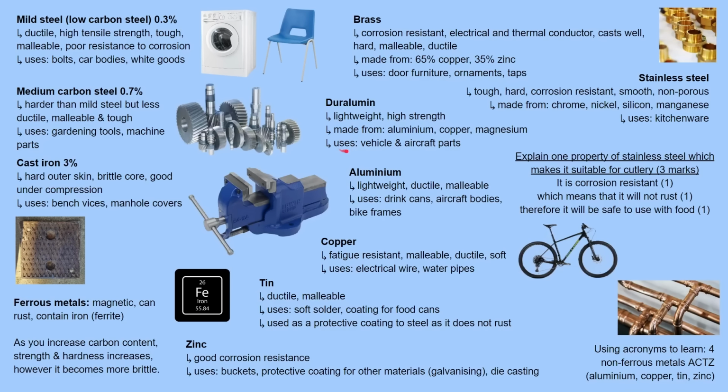Now to talk about metals, we have ferrous metals, non-ferrous metals, and alloys. So here we have 3 ferrous metals. A ferrous metal means it has iron in it. So the symbol in the periodic table for iron is Fe. That's where the word ferrous comes from. Ferrous metals are magnetic. They can rust and they contain iron. So mild steel, medium carbon steel, and cast iron are 3 types of ferrous metals.